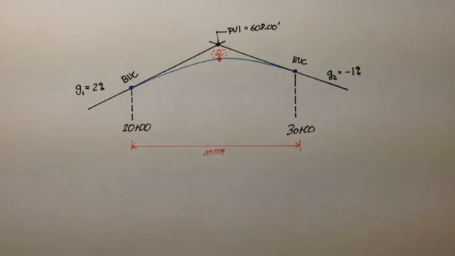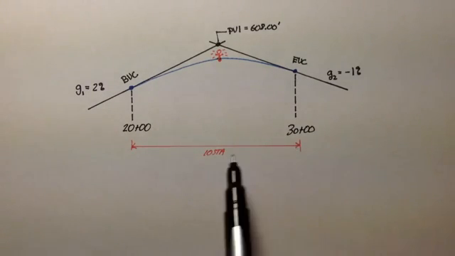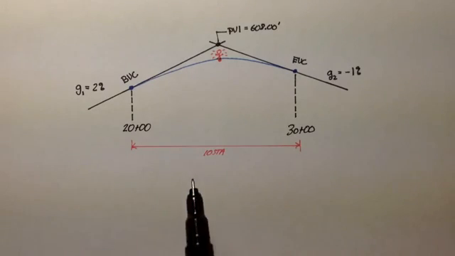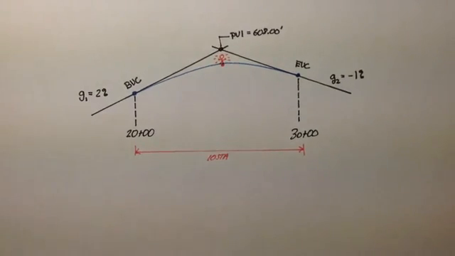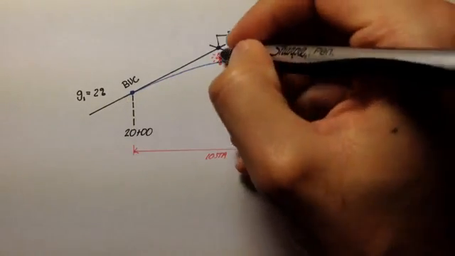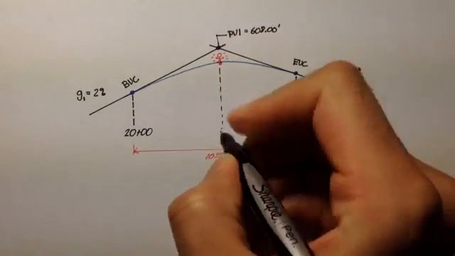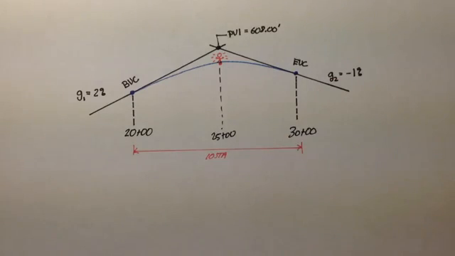So the first question was to find the elevation of BVC, beginning of vertical curvature. That's located at station 20 here, and then the end of vertical curvature is located at station 30. That means the length of this vertical curve is 10 stations long. So the first thing we want to find out is the elevation of BVC and EVC, and we can do that pretty simply. We know the elevation of PVI and we know the grade. We also know that PVI is located at 25+00. It's at the middle of this vertical curve.